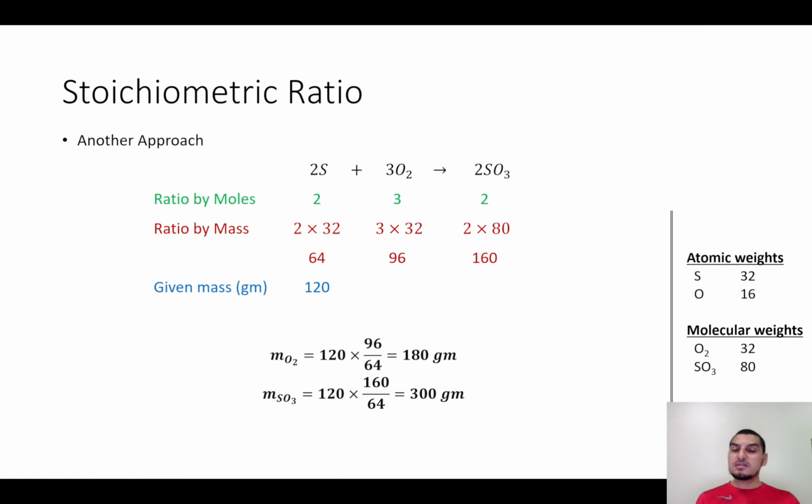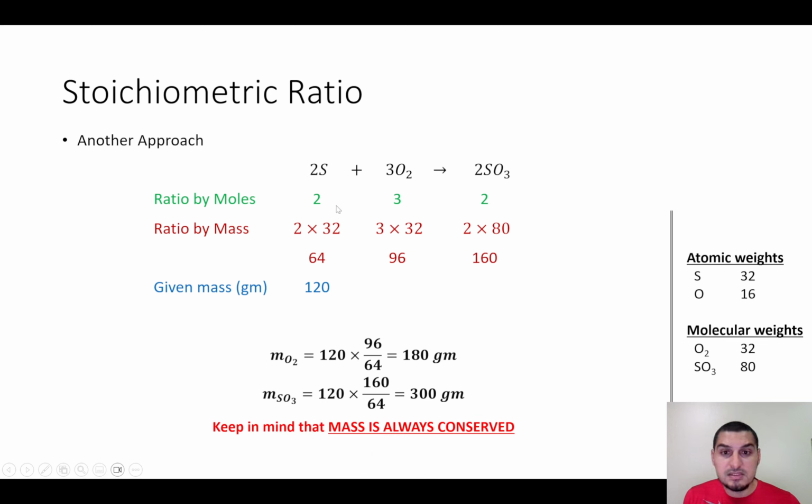There is one thing that is worth mentioning here, which is that the reaction maintains the conservation of mass, meaning that the mass of reactants is equal to the mass of products. Here I have 64 plus 96 is 160, or 120 plus 180 produce 300. So it's the same mass. It doesn't matter if this is a simple reaction or a complex reaction. The mass has to be conserved.